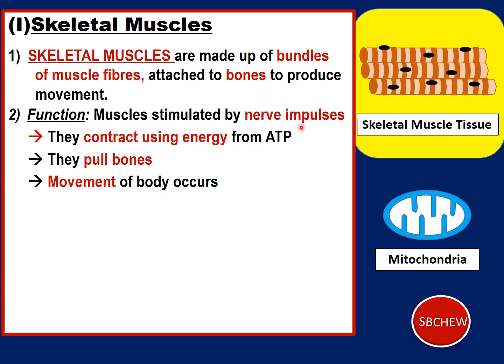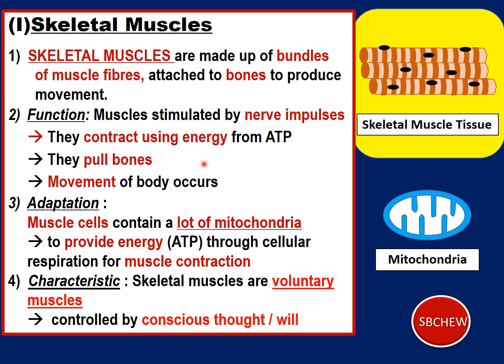Now the function of these skeletal muscles is that when they are stimulated by nerve impulses, they will contract using energy from ATP. So the cells of the muscles are full of ATP and full of mitochondria to produce the ATP through cellular respiration. So when they contract using the energy from ATP, they will pull the bones and movement of the body occurs.